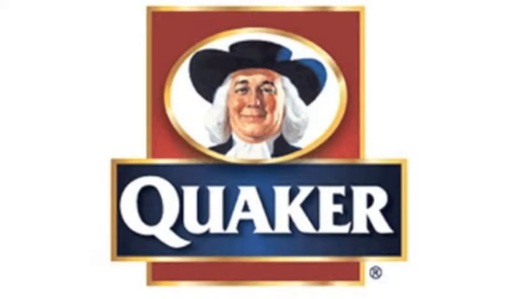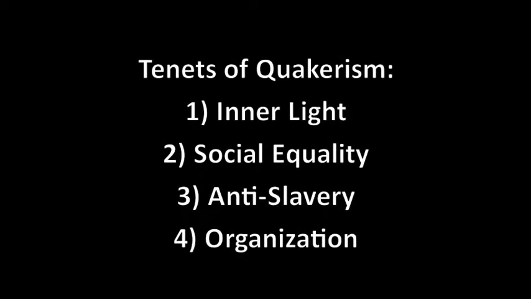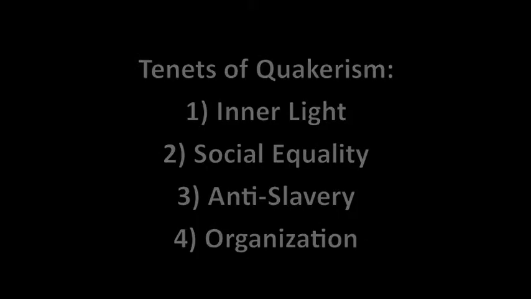Remember, Pennsylvania is one of these restoration colonies, these post-1660 restoration colonies, when Charles II in the Stuart line comes back onto the throne in England. Remember, the Pennsylvania colony is founded by William Penn. He is a Quaker. We discussed in class the various tenets of Quakerism, what Quakers believed, and how that may or may not have translated into the colony, particularly the inner light, social equality, anti-slavery, the organizational system of the Quakers.